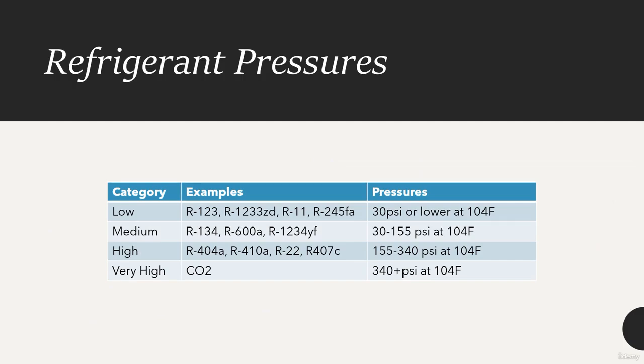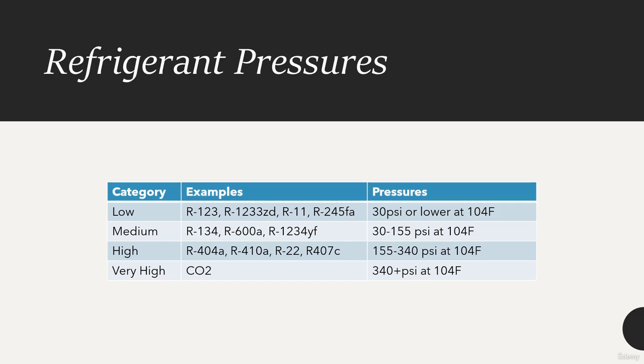Refrigerant pressures are shown below in the chart. In the low pressure category, you have R123, R1233ZD, R11, R245FA, and these are refrigerants that operate at or below 30 psi at 104 degrees Fahrenheit liquid phase.